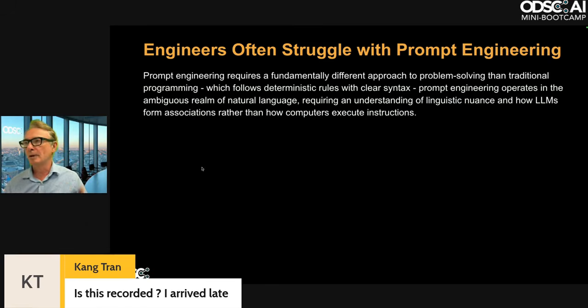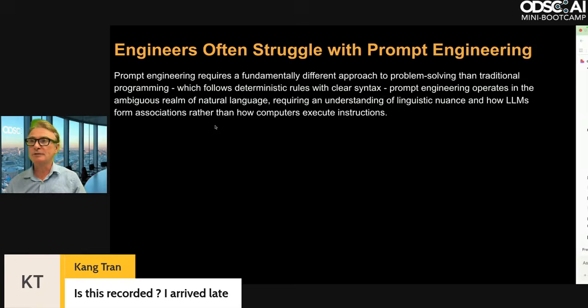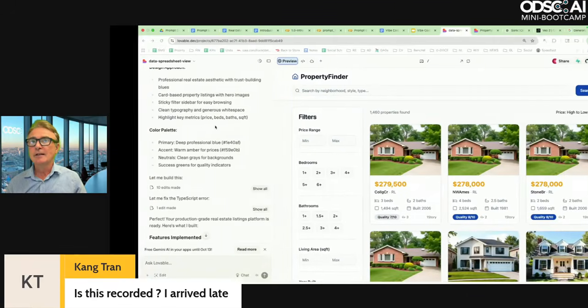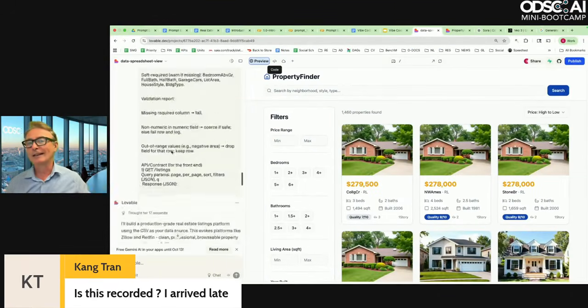And prompt engineering operates in this different realm of natural language, right? So it requires an understanding of linguistic nuances and how LLMs form associations from reasoning rather than how a computer executes instructions, right? So here, what I'm looking for, what did I say? What did I not say?